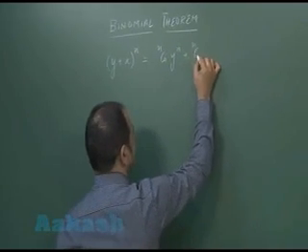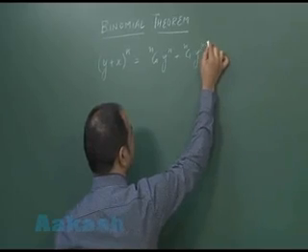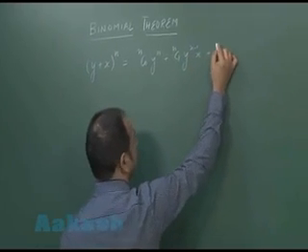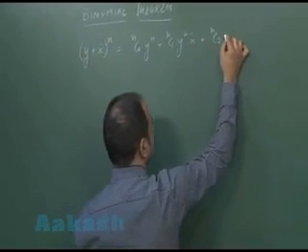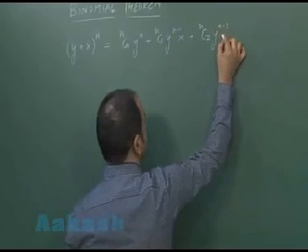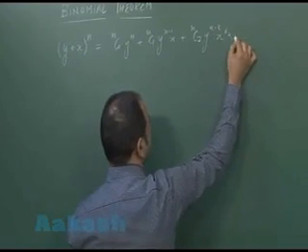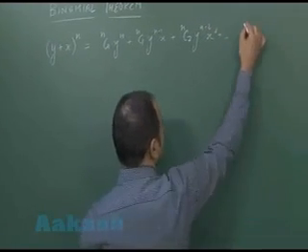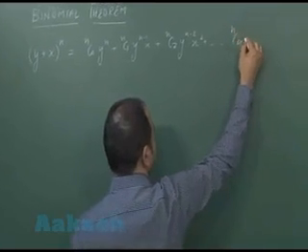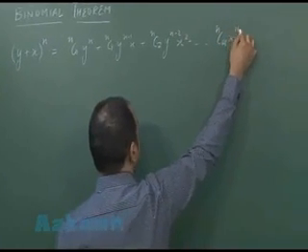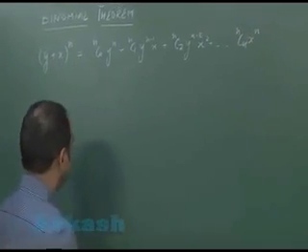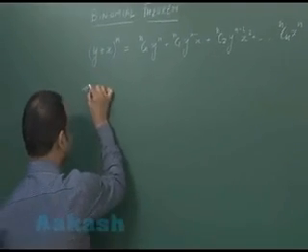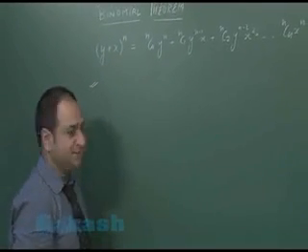It will be nC1 y raised to the power n minus 1 x, nC2 y^(n-2) x square and so on, and finally we have nCn x raised to the power n. Now a few basic facts. First we'll be learning about this theorem.